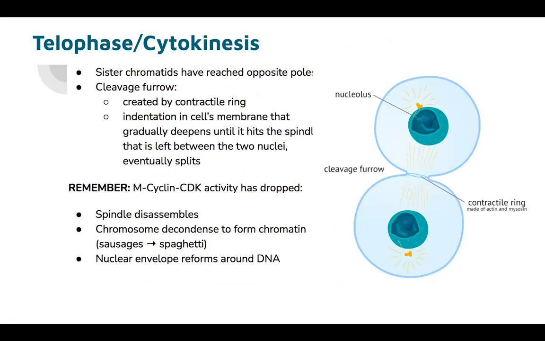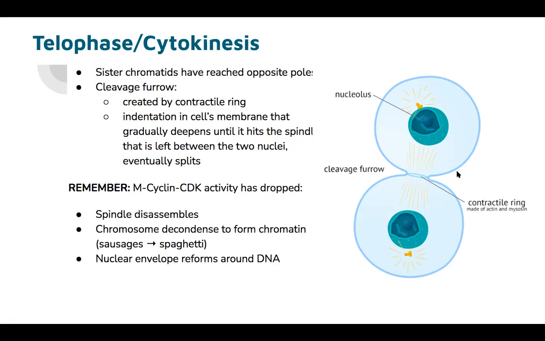Telophase and cytokinesis. So the sister chromatids are at the opposite poles, and now a cleavage furrow will begin to form. And it's created by this contractile ring, which is made of actin and myosin. This creates an indentation in the cell's membrane that will deepen until it hits the spindle that is left in between the two nuclei, and then it'll eventually split into two separate cells.